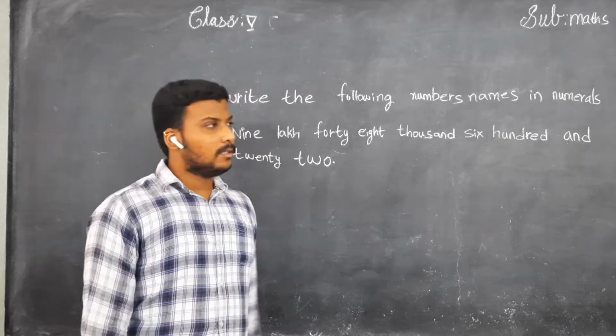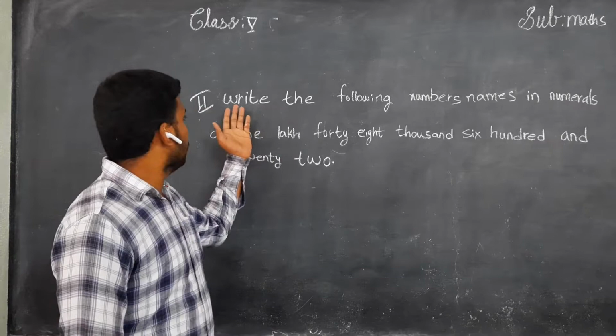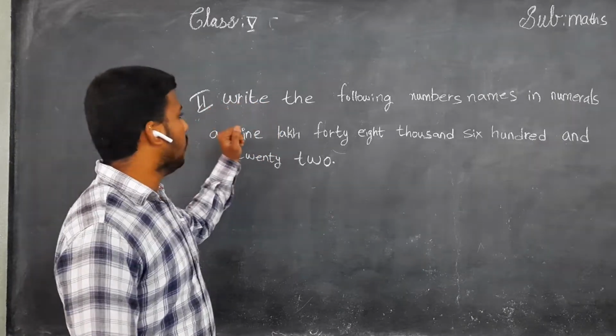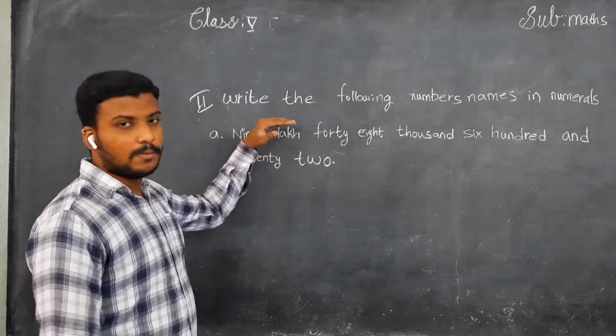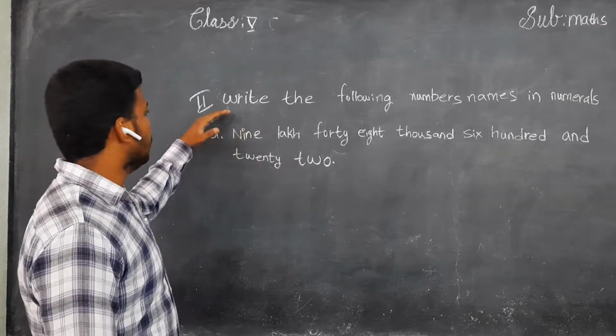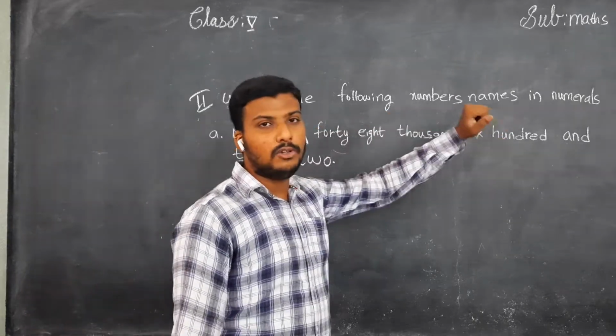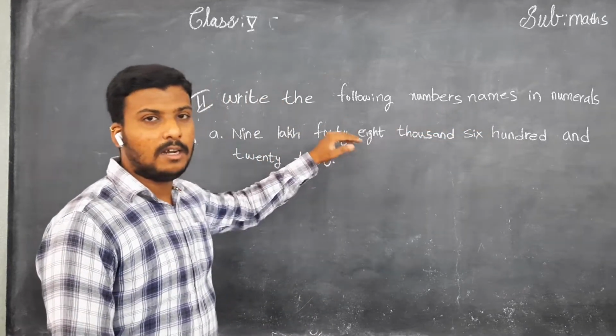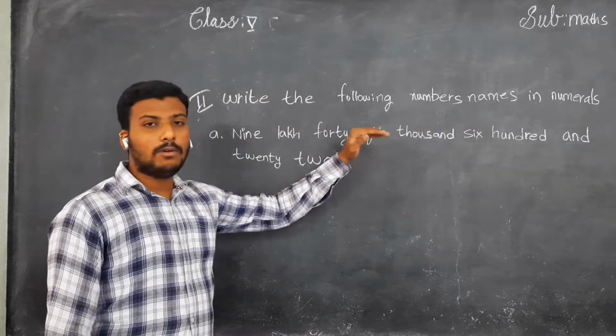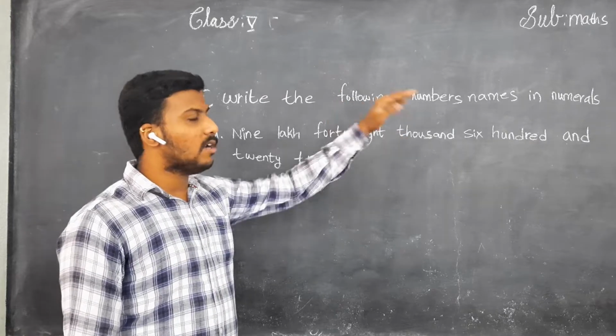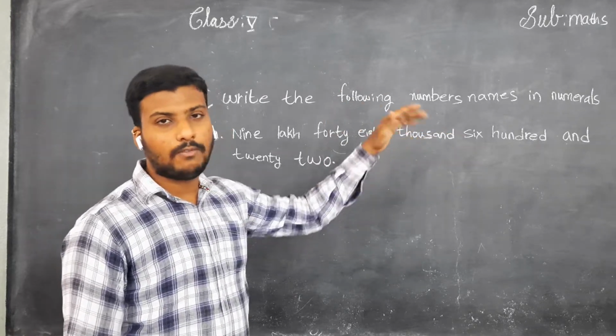In the previous class, we learned one exercise, the revision exercise. Right now we will see the second Roman. Write the following number names in numerals. They have given the number names, and by looking at them we have to convert them into numerals or figures.